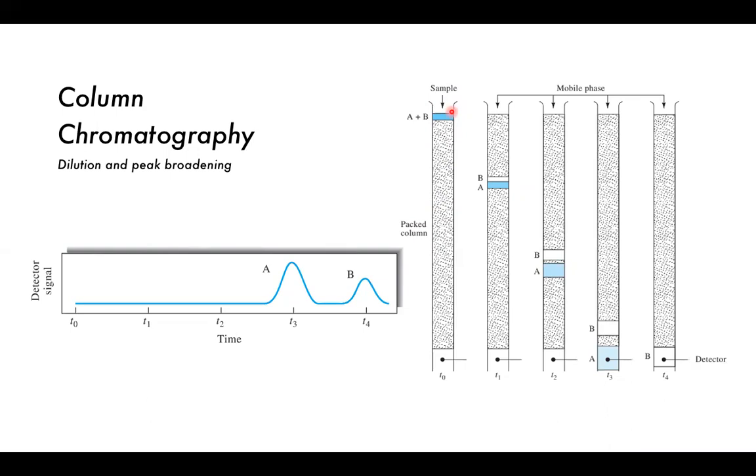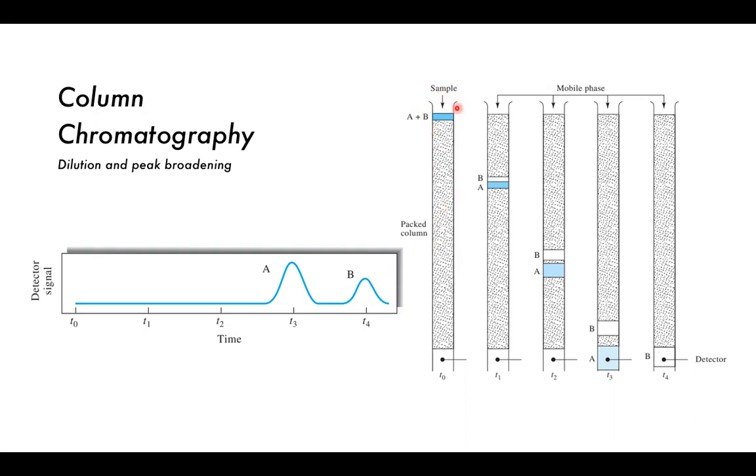One of the ways that you can do it is you can inject it using a pipette, or you can actually deposit it on silica. You get your liquid sample, you put it together with some silica, and then you put it in a rotary evaporator, evaporate off the solvent, and then you have your A and B deposited on silica, and then you put that on top of the column.